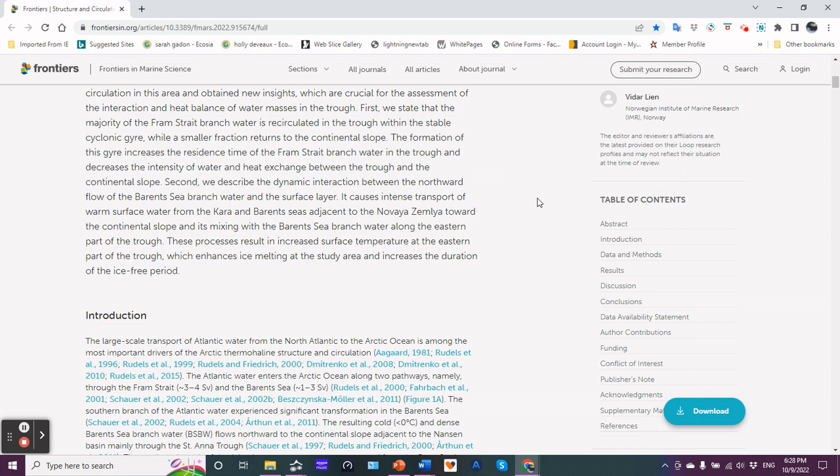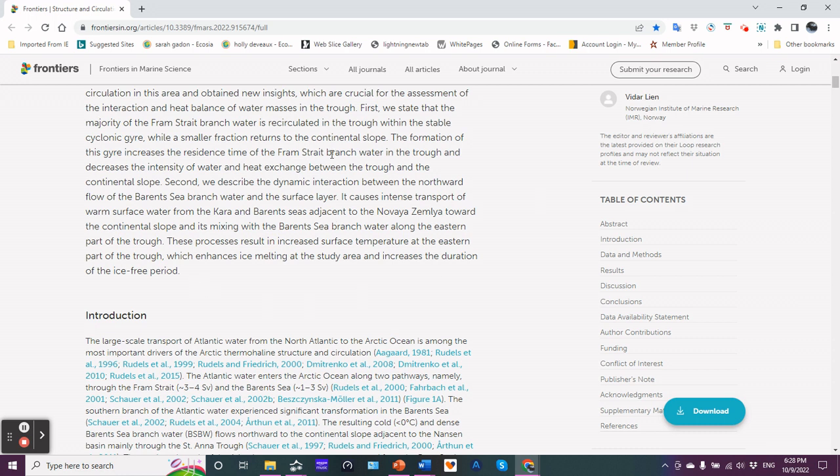Second, we described the dynamic interaction between the northward flow of the Barents Sea branch water and the surface layer. It causes intense transport of warm surface water from the Kara and Barents Seas adjacent to Novaya Zemlya toward the continental slope, and it's mixing with the Barents Sea branch water along the eastern part of the trough.